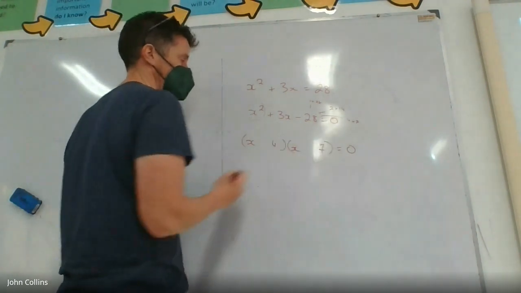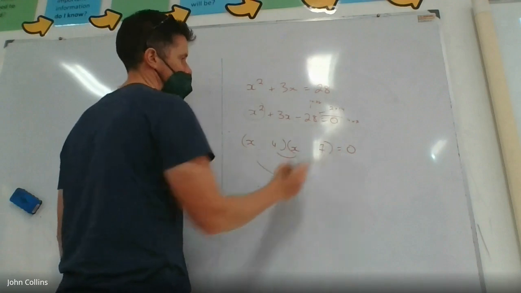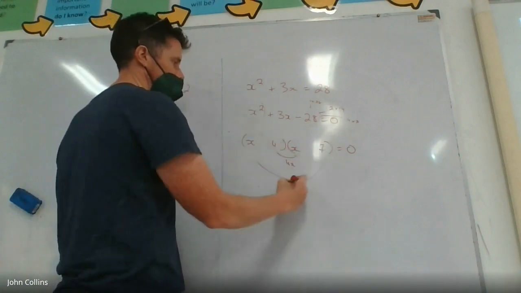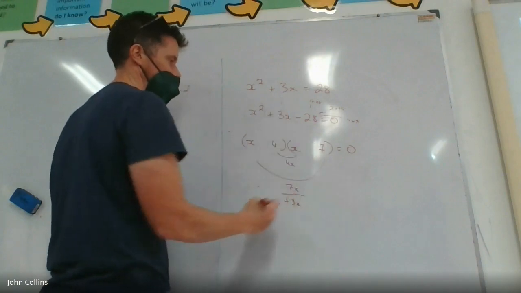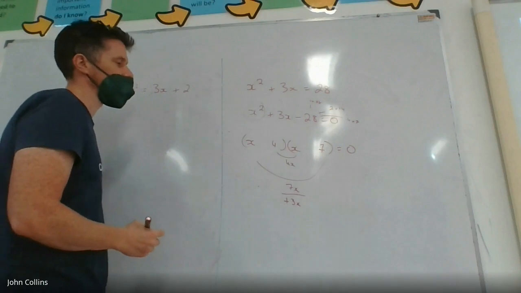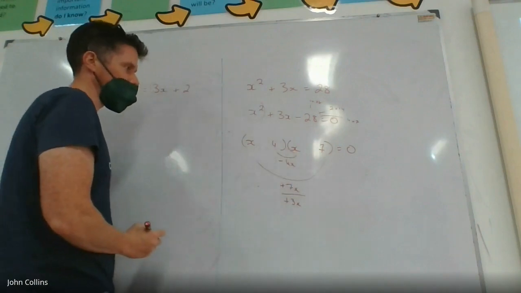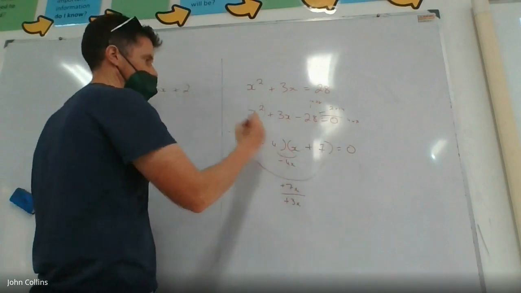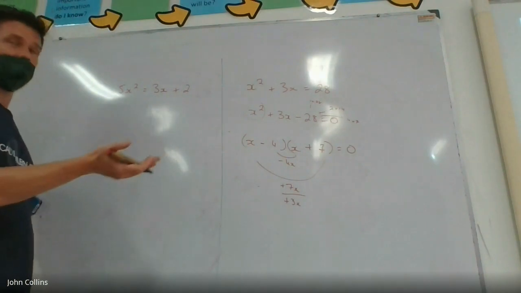4, 7. And you think about the signs now, and this is what I do for the signs. 4 times x is 4x. 7 times x is 7x. I need to make this a positive 3x with those 2 multiplications. So plus 7 minus 4 makes a positive 3. So this multiplication must be plus with the 7. This must be minus.